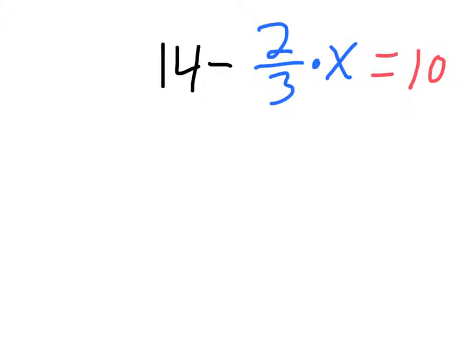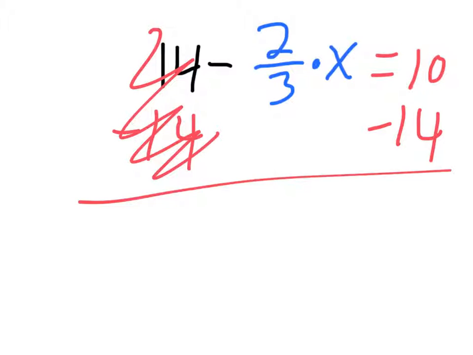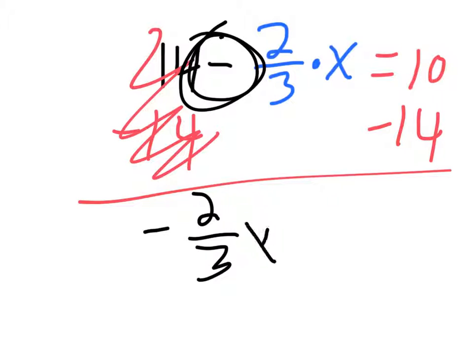So if you're asked to solve this, the first thing I'd do is get x by itself, get the x term by itself. If you subtract both sides by 14, we'll have one less term because 14 minus 14 is 0. And you can't drop this negative sign, don't forget this. That's negative 2/3 x. And then on the right side we have 10 minus 14 to make negative 4.